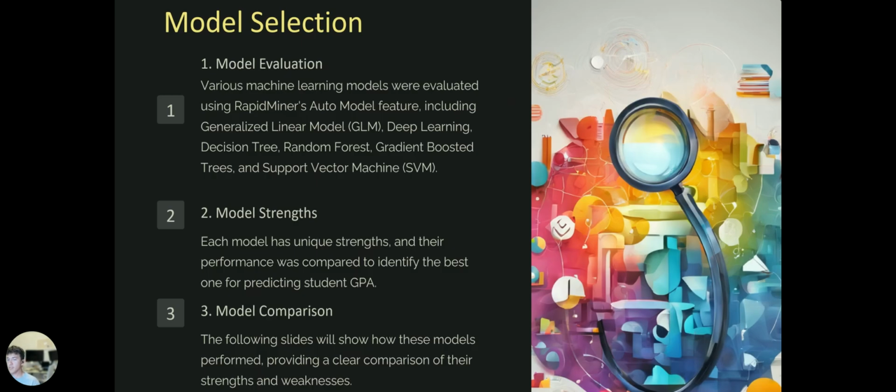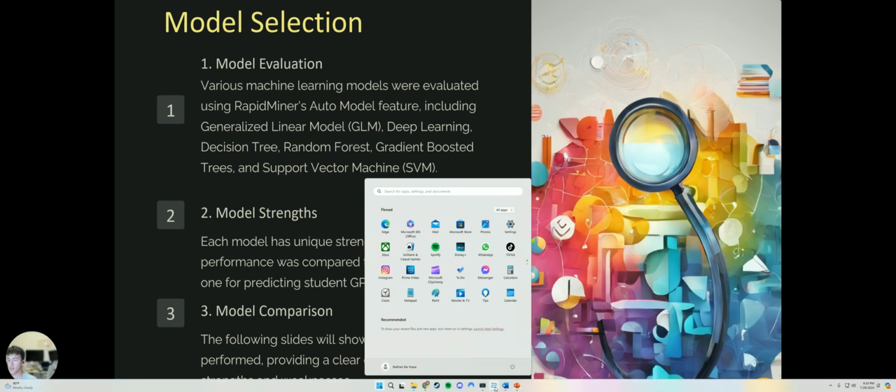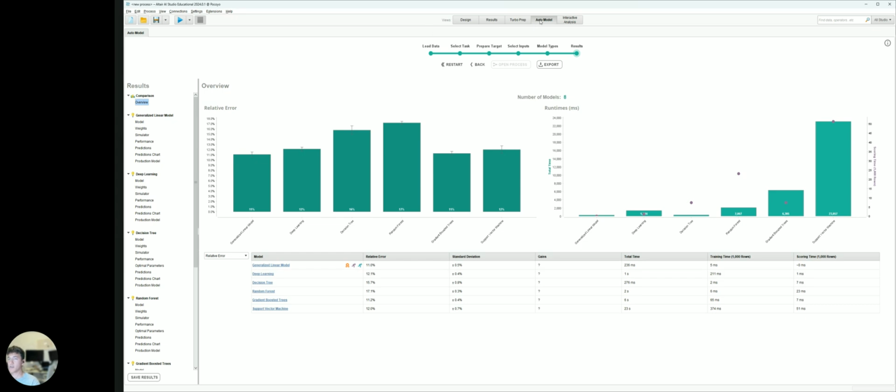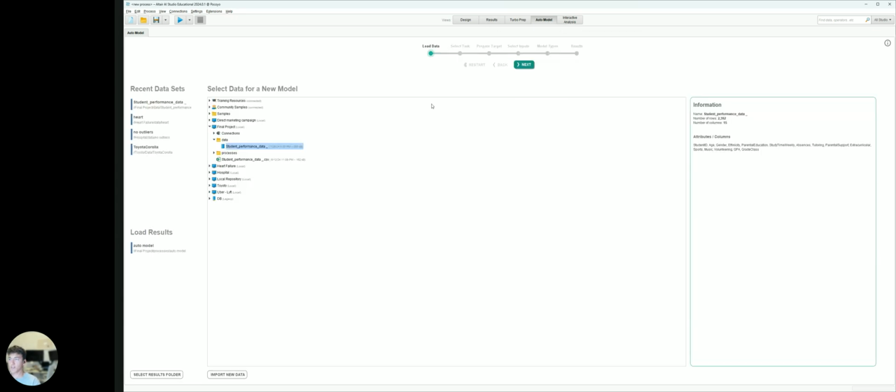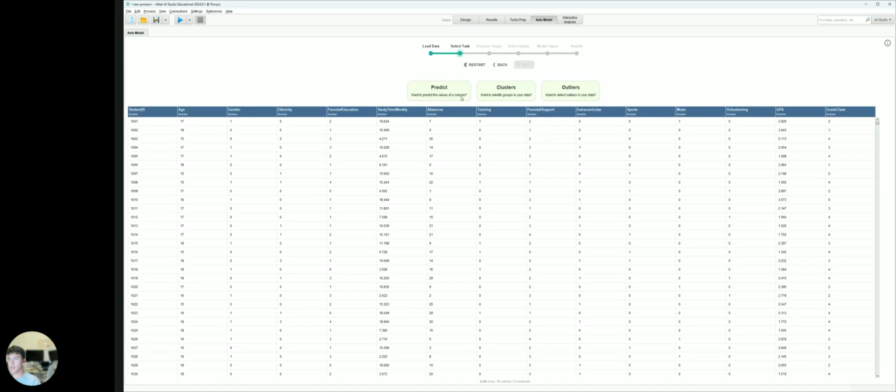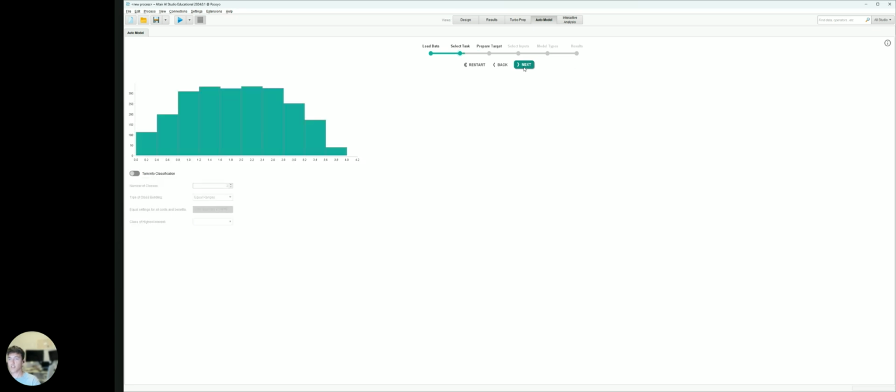We used the Auto Model tool within RapidMiner, so I'll show a little bit of that here. It's a tool in RapidMiner that was used in the last project. I'm just going to restart, and we use the student performance data Excel file. We imported it into RapidMiner here. We wanted to predict the grade class or the GPA. It doesn't really matter which one you click as long as you cancel the other one out, so they're not affecting the results. So GPA.